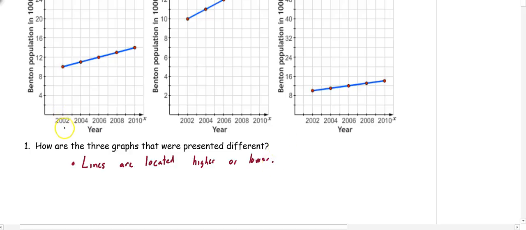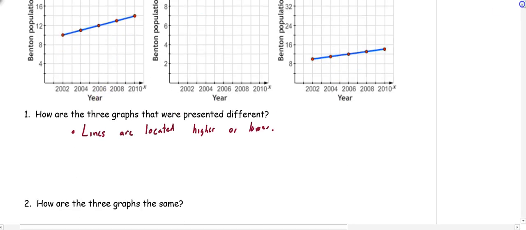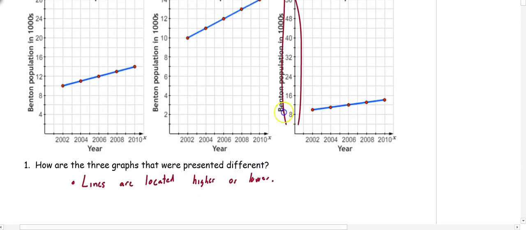We can also notice that while the years are going the same, if we look at the population numbers, the numbers on the y-axis are all going up by different numbers. So we can say the numbers on the y-axis are different.